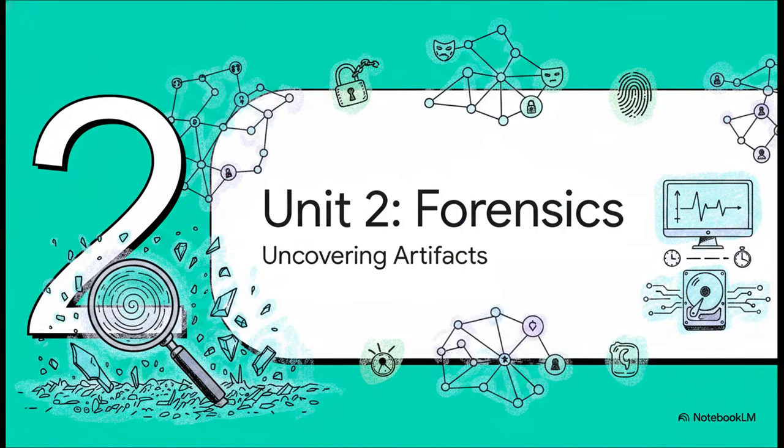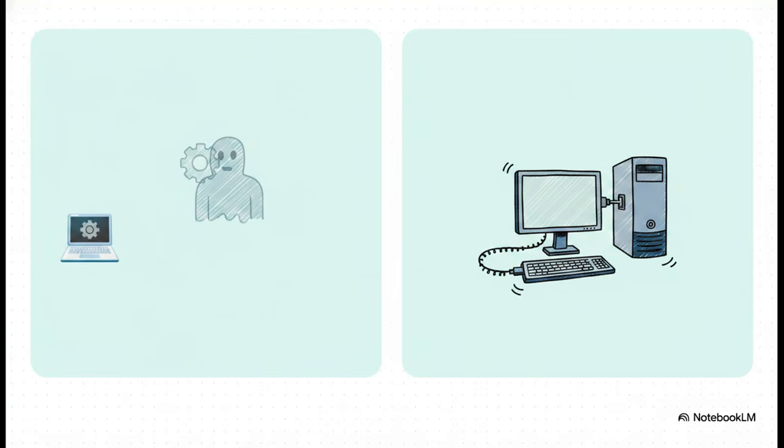Moving right along to Unit 2, Digital Forensics, where we focus on uncovering the artifacts. So when analysts are hunting for data-stealing tools like keyloggers, they really have to differentiate between software and hardware threats. It's absolutely crucial. Software keyloggers are malicious programs just running secretly in the background capturing your keystrokes. Hardware keyloggers, on the other hand, require an actual physical breach. It's literally a physical device placed right between the keyboard and the computer. Detecting them requires totally different investigative muscles. You're looking at memory analysis for the software side and actual physical audits for the hardware.